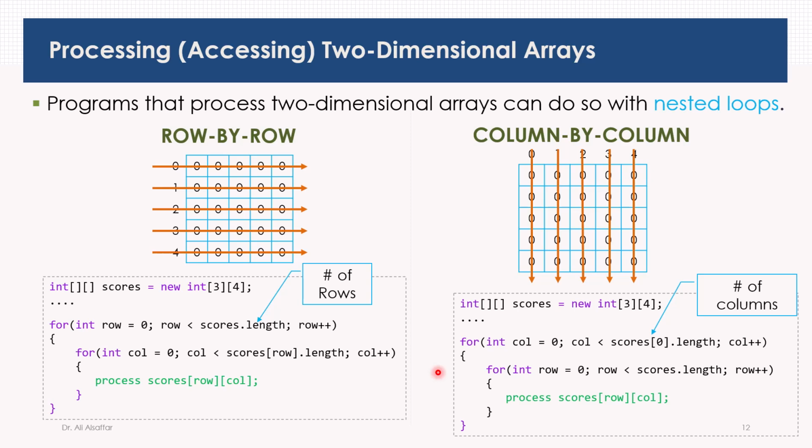As a final remark, if we have a ragged array, then we can process this array row by row. However, it is very difficult to process it column by column. Why? Because the size of columns is not the same. So for the outer loop, what should we use for the number of columns? Because each row has a different number of columns, it is not easy or straightforward to process such an array column by column.